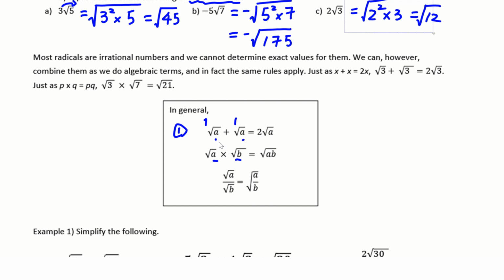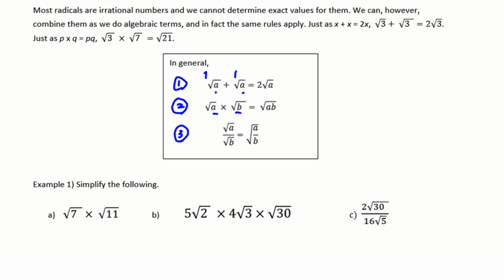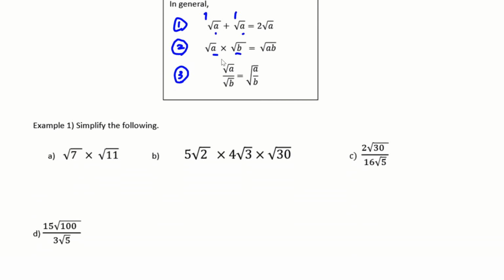As long as you have the same radical sign and same radicand, you could add and subtract the numbers at front. Multiplication, same radical sign, you could multiply the radicands together. Division, same radical sign, you can divide the radicands. So you have 3 rules.